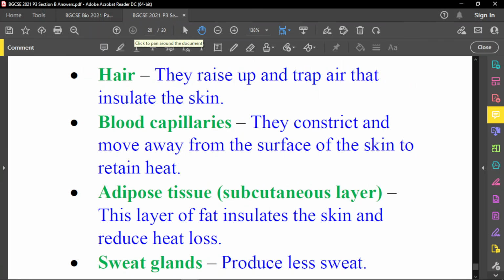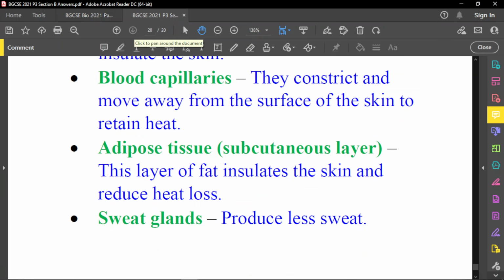Now, blood capillaries, they constrict and move away from the surface of the skin, and the purpose for doing that is really to retain heat. So blood capillaries constrict, coming down into the body, away from the skin, and the heat is reserved or conserved within the body.